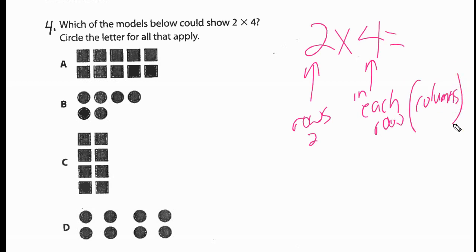So, let's look at this then. I have 2 rows, right? Do I have 4 in each row? Let's see, 1, 2, 3, 4, 5. No, that can't be it. Does B have 2 complete rows? No. It's missing 2 of them right here. Does C have 2 rows? 2 rows. And it's going across. No. So obviously, whatever's left, there you go.